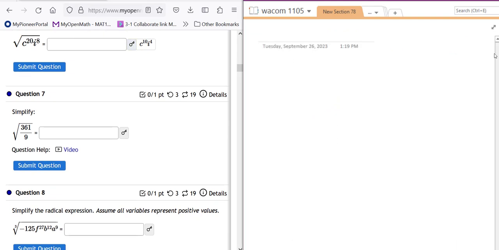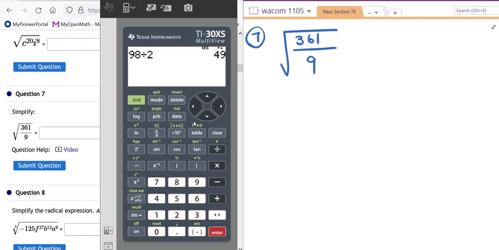All right, number 7 gives us 361 over 9. You could look to see, does anything common go into these? Well, the only things that go into 9 are 1, 9, and 3, and I don't believe 3 goes into 361. If it did, you would be done. Maybe we should check. I'm sure it doesn't. Okay, it doesn't.